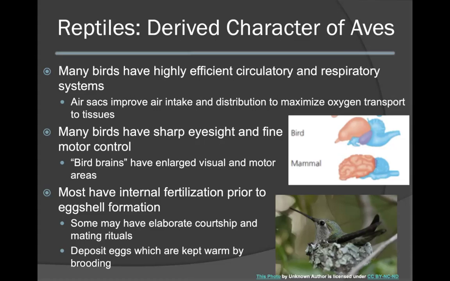areas of the brain. Most birds will have internal fertilization prior to the formation of the eggshell. As a result, many birds will have elaborate courtship and mating rituals. In addition, they will deposit eggs which are kept warm by brooding by either the male or the female parent.